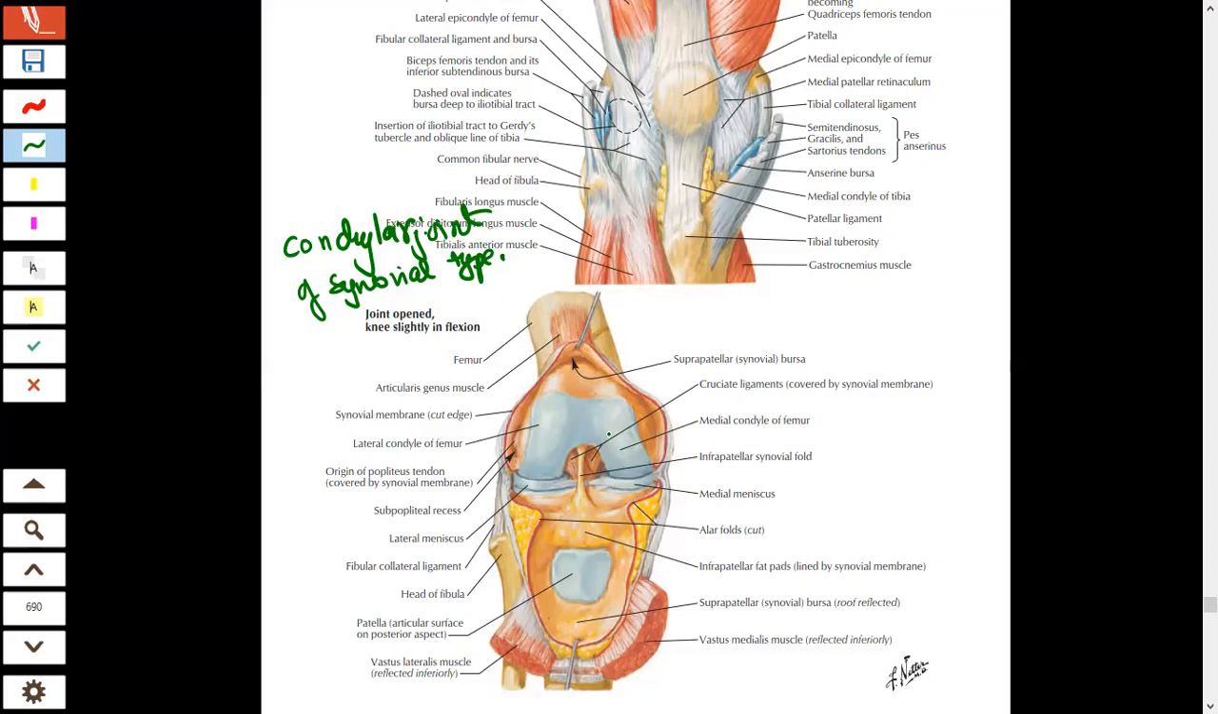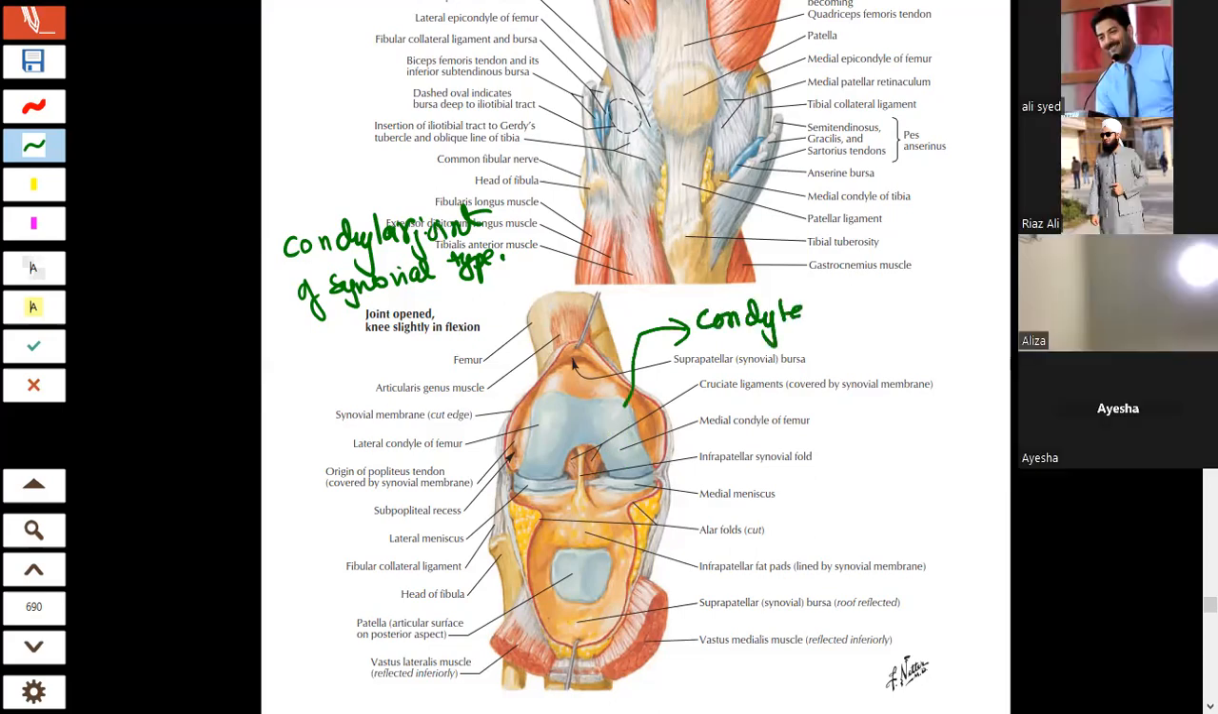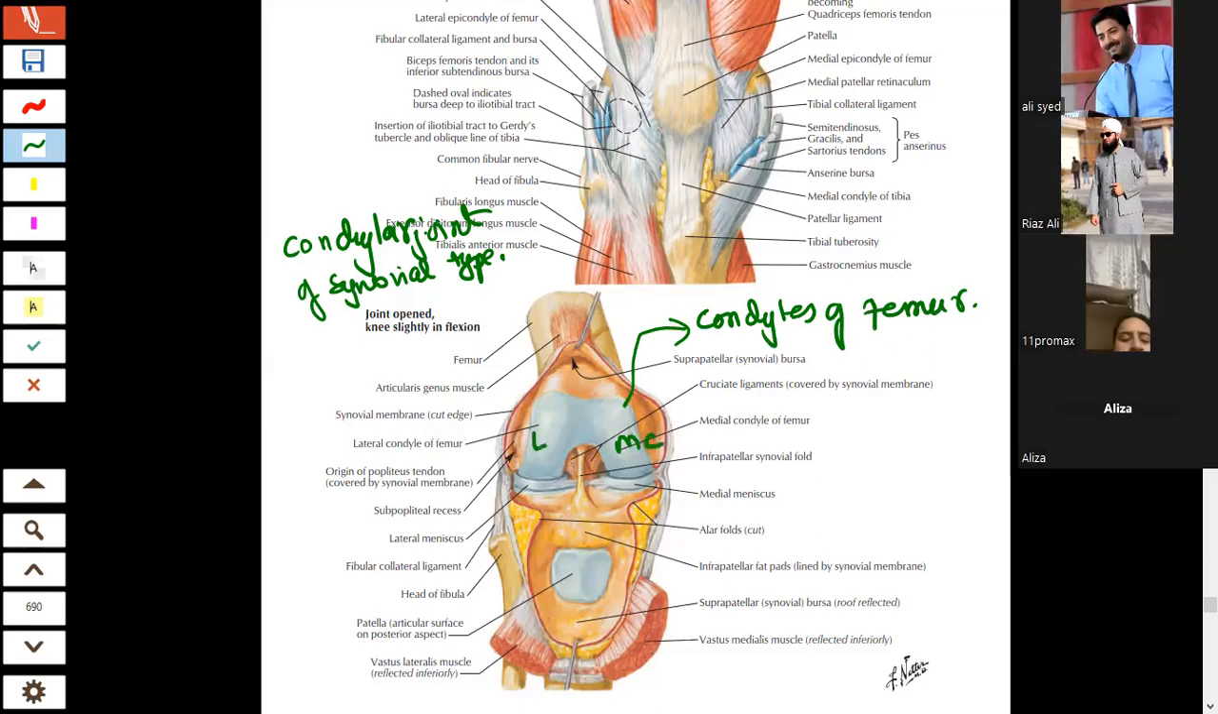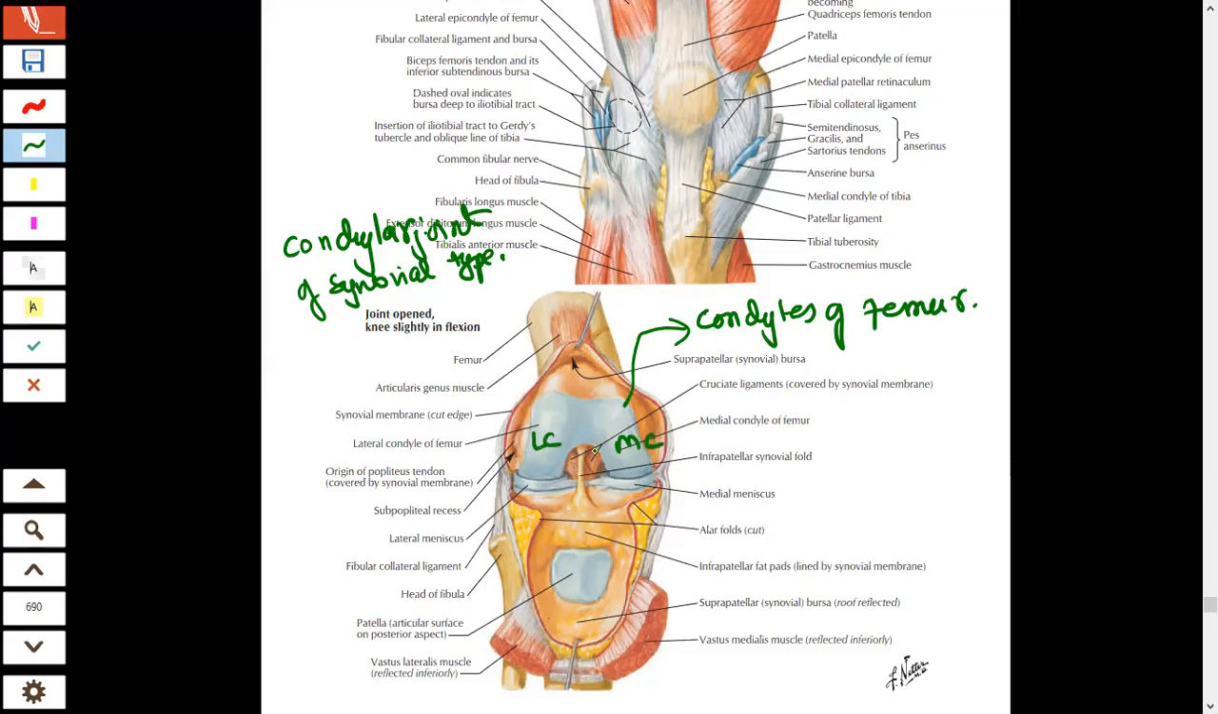So see here, these are the condyles of the femur bone. Okay, so this is the medial condyle of the femur bone. This is the lateral condyle of the femur bone. Okay, so it is forming between the condyles of the femur bone and the tibia bone. यहाँ पे नीचे it will be the tibia bone, between the condyles of the femur bone and the tibia bone.